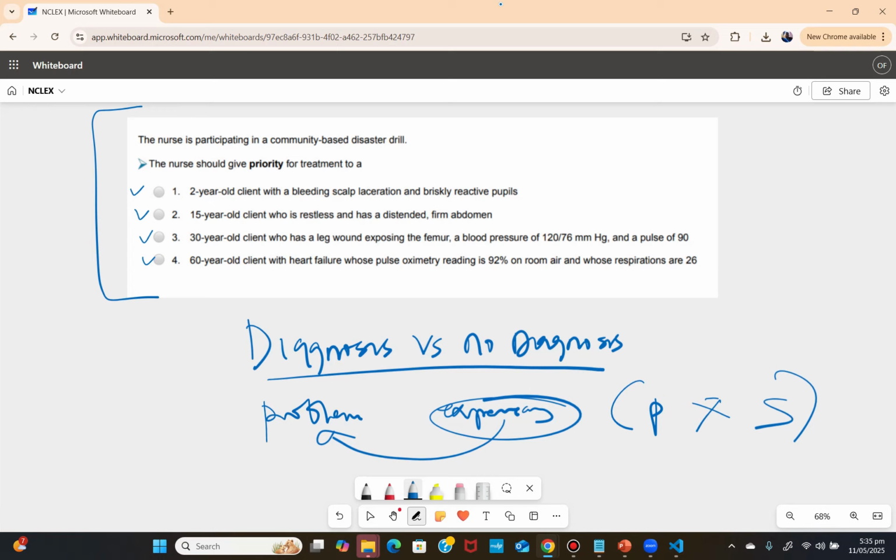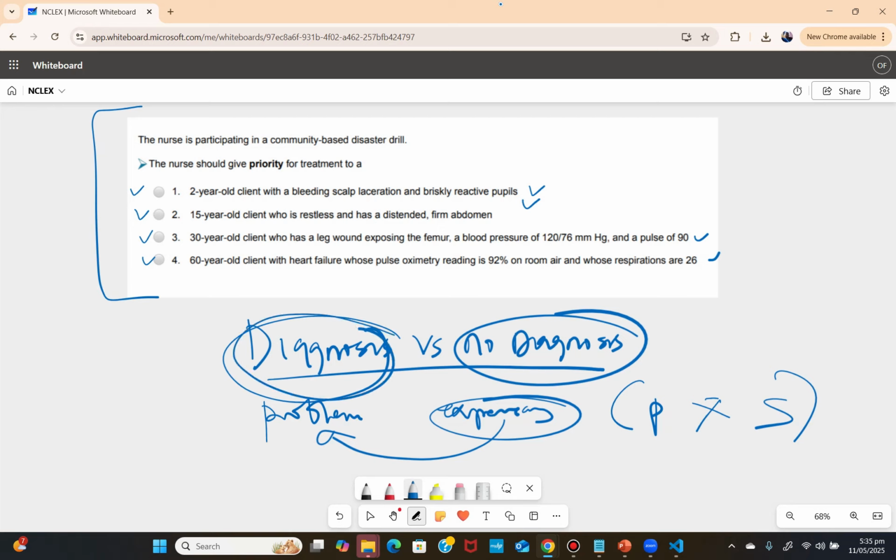But now, if you are seeing your answer keys, some have a diagnosis and some don't. What the NCLEX is trying to send to you is: do you know who needs assessment? Because a patient who already has a diagnosis and a patient who doesn't have a diagnosis, it means that the patient who doesn't have a diagnosis needs assessment. You need to assess them.